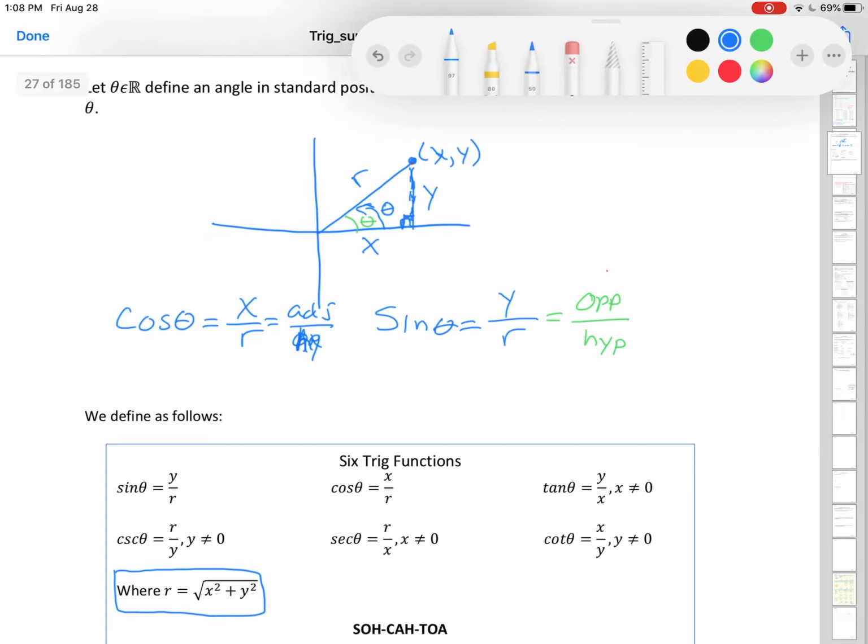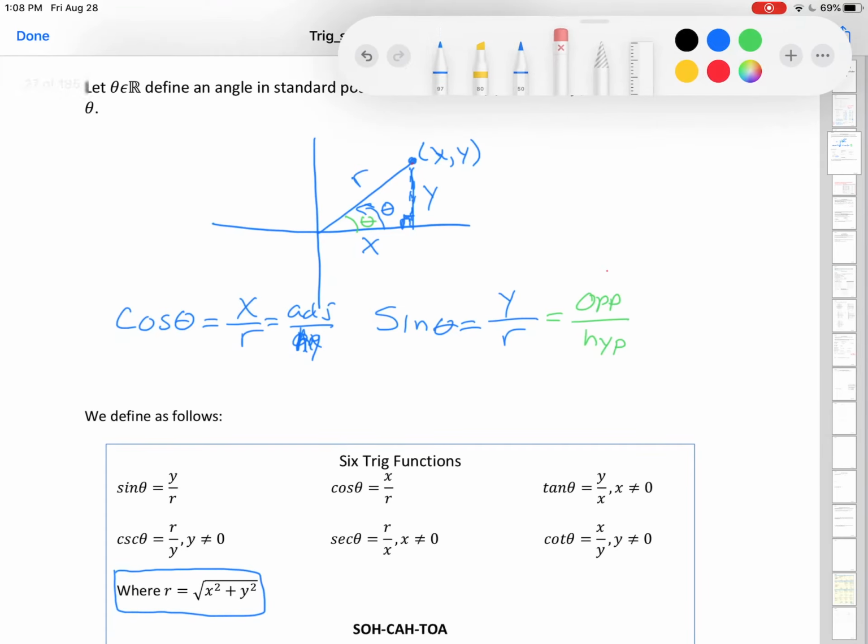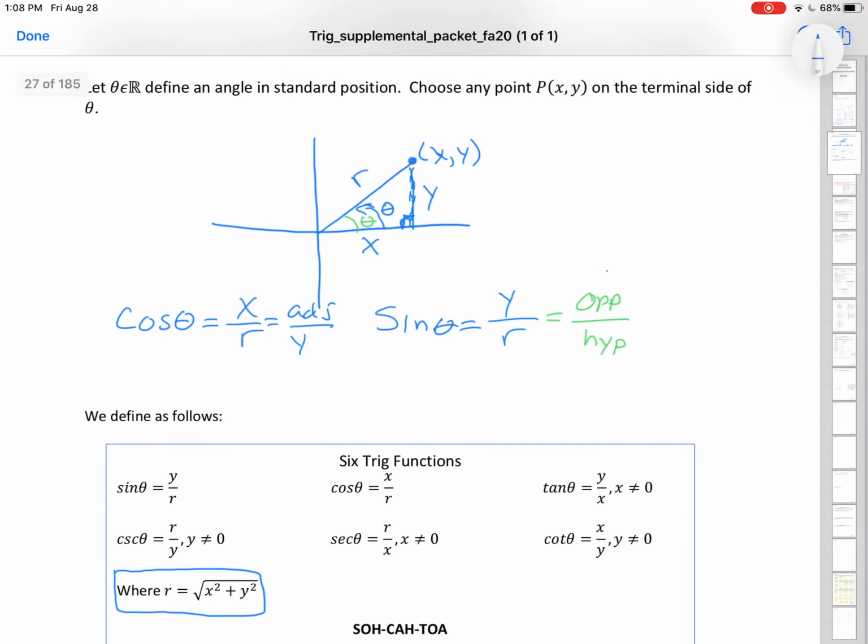Let me write that a little bit better. I started to write the wrong word in there. It's looking really messy. Adjacent over hypotenuse. And so the side that's adjacent to the angle is x, adjacent over hypotenuse. But another thing is that cosine corresponds to x.